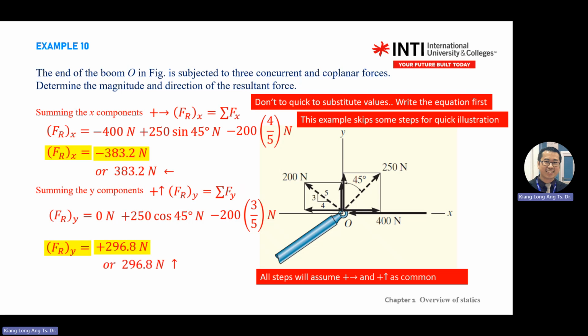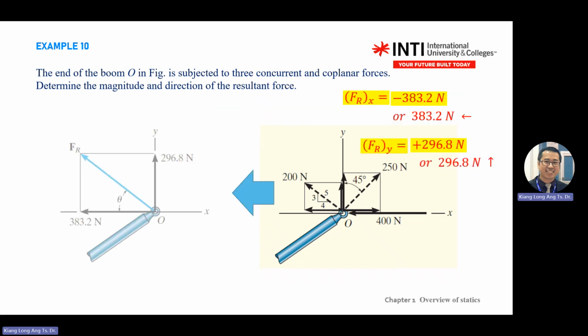Combine these two. So this notation and this notation is just to help you to draw the resultant forces. This one is negative, and in general to the right is positive, so getting negative means you flip to another direction. You should get this diagram.